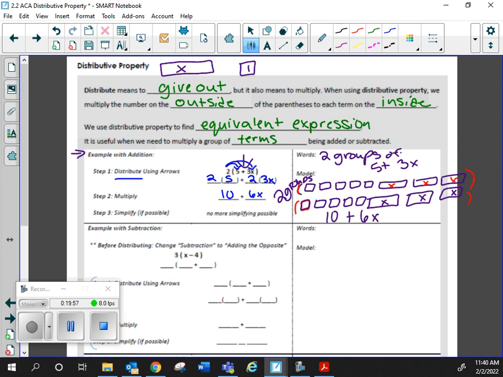Can I combine that last step? No, because again, talking about that model, I cannot combine my squares with my rectangles. You can't combine letters with numbers. Correct. When it's multiplying, that's one thing, but I cannot add those two. Okay? Let's do another one.